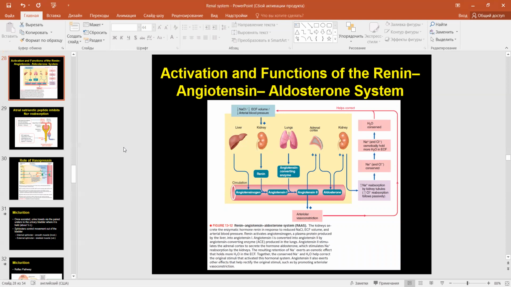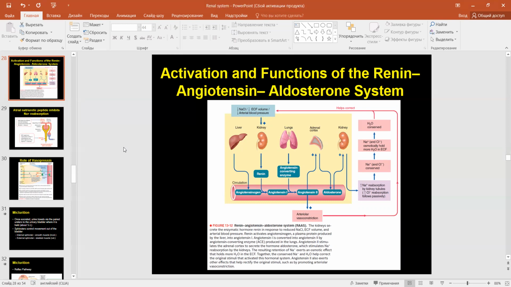Now let's talk about activation and function of the renin, angiotensin, aldosterone system. This is the most important and best known hormonal system involved in regulating sodium ions.